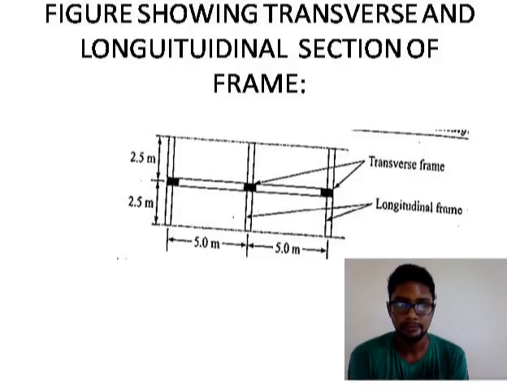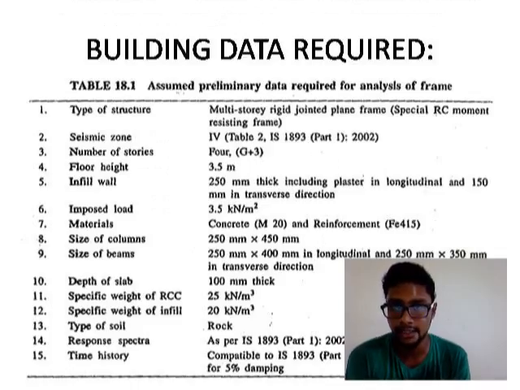Alright. Moving to the next slide. Building data required. These are the data which are required for the design of the building. The type of structure, as I said, is a 4-storey building, and the seismic zone which we are going to consider is zone 4. The number of storeys is 4, G plus 3, and the floor height is 3.5 meter from floor to floor.